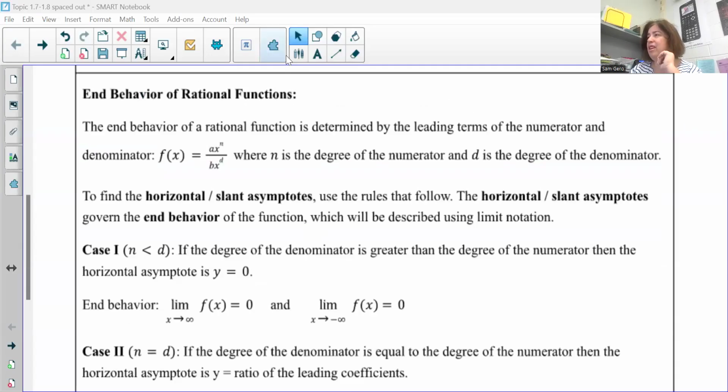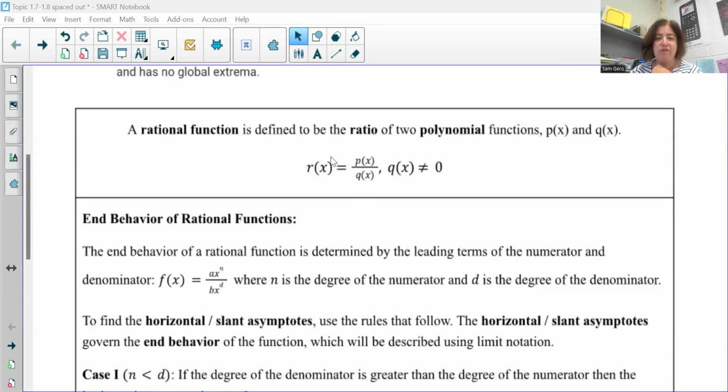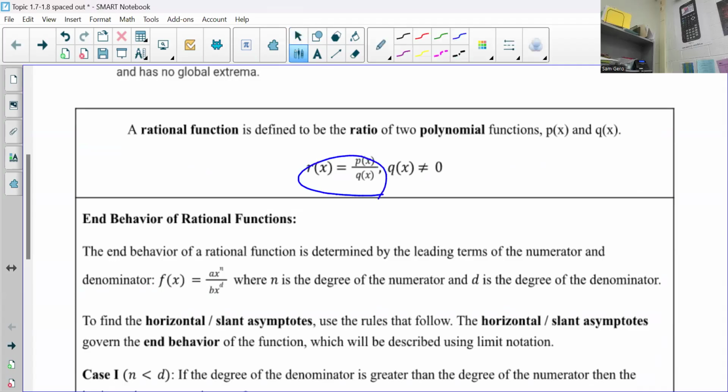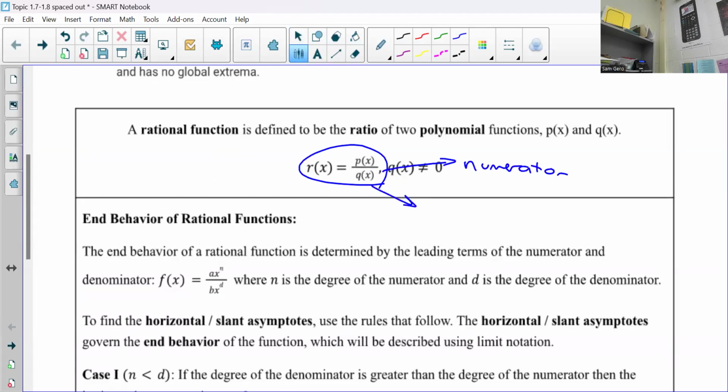Okay. All right, ladies and gentlemen, we're going to do a video for the notes for 1.7 and 1.8. So it's rational functions. If you remember rational functions from last year, this is how they work. It is literally a fraction, it has to be a fraction to be a rational function. It is a fraction that has a top and a bottom. So again, this is the numerator. This is the denominator.